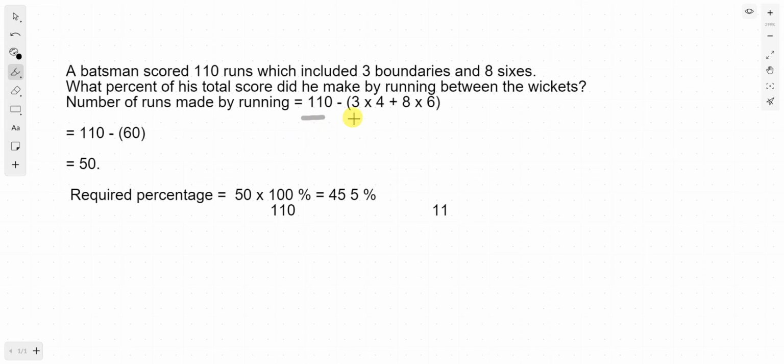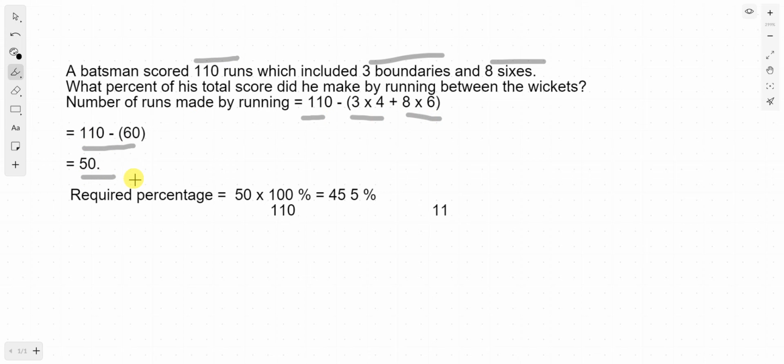So we know that he scored 110 runs, which include 3 boundaries and 8 sixes. We get 4 runs for a boundary, so we will multiply 3 by 4, and we get 6 runs for a six, so 8 into 6. So 110 minus (3 into 4 plus 8 into 6). So it will be 110 minus 60, which equals 50. So we know that he in total made 50 runs by running, right?